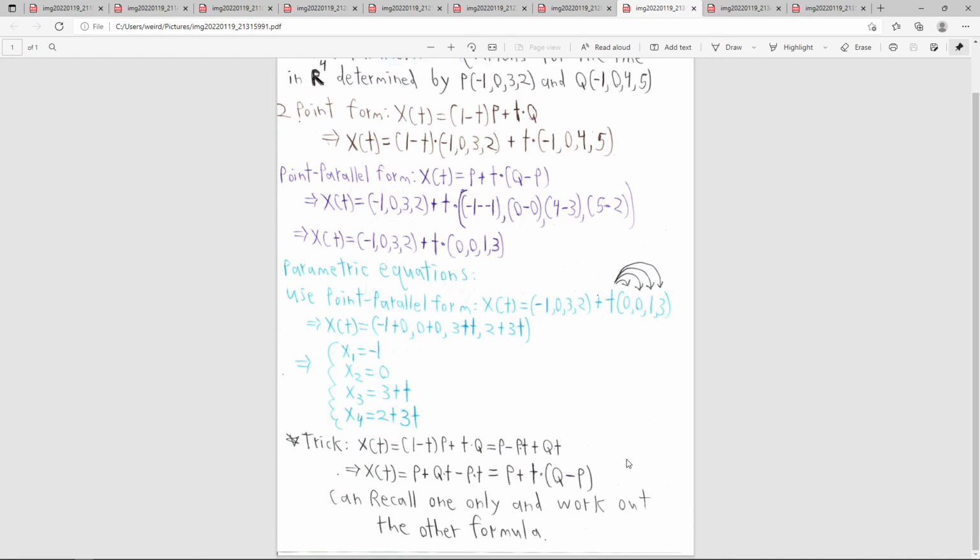If you don't have a perfect idea of both, but you know one of them very well, and especially if you know what it's called, you'd be able to even label it. Like, here's the 2-point form, and now let's get the point-parallel form from it. And vice versa. No, very simple distributive property stuff.